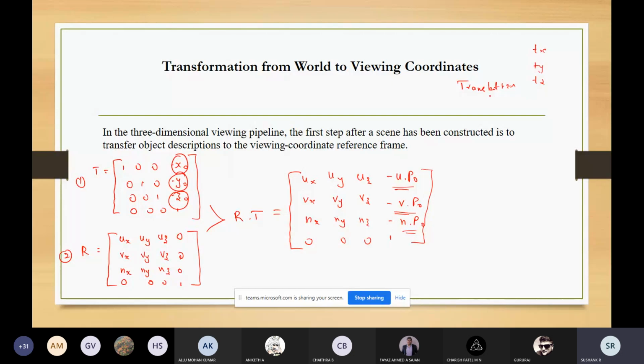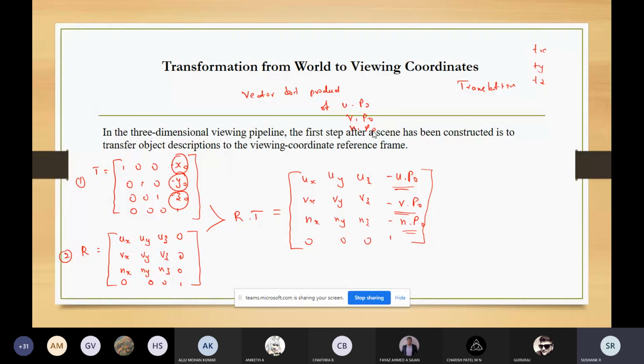So these translation values x naught, y naught, and z naught are calculated as the vector dot product of u with the point p naught. For x naught, it is calculated as the vector dot product of u into p naught. For y, it is calculated as v into p naught. For z, it is calculated as n into p naught, meaning a vector dot product for each of the axes, for each of the unit vectors.